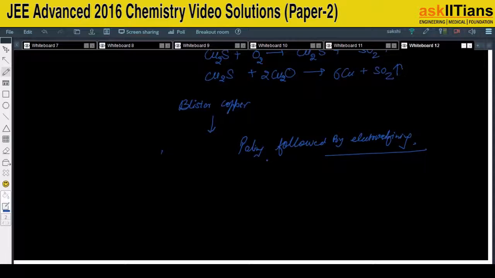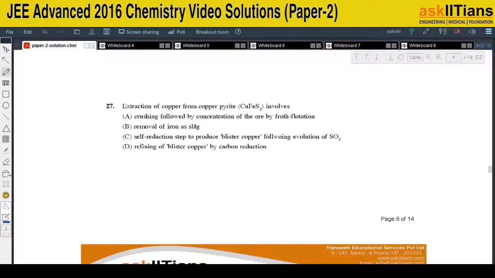Now with all the description I have given you regarding the extraction of copper, if I ask you to read the options again, keeping in mind the complete technique: the first is crushing followed by concentration of the ore by froth flotation. This is what I told you also, so this is the correct option. And then it is saying there will be removal of iron as slag. Again you can say this is the correct option.